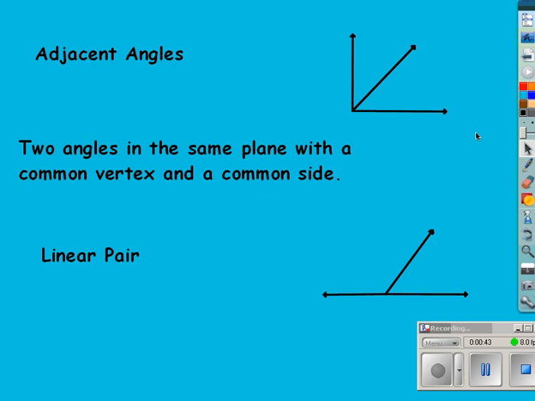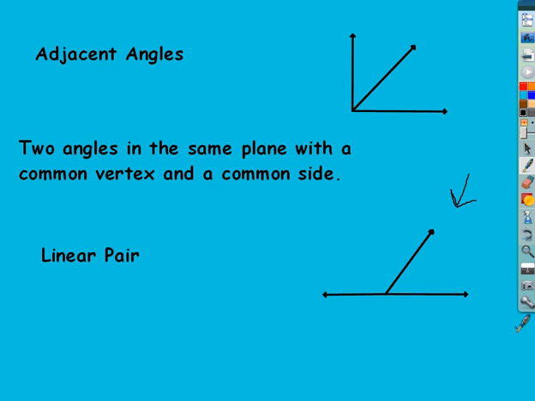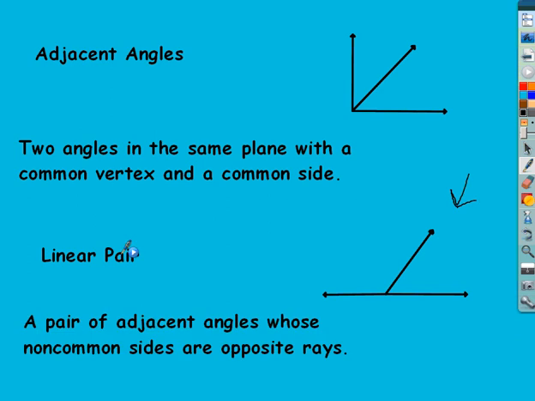Now, if you look at the picture down on the bottom, those are also adjacent angles because they're right next to each other. They share a side and they share a vertex. But these are special adjacent angles. They're called a linear pair. A linear pair is a pair of adjacent angles whose non-common sides are opposite rays. So these adjacent angles create a straight line when you put them right next to each other. And those are a linear pair.